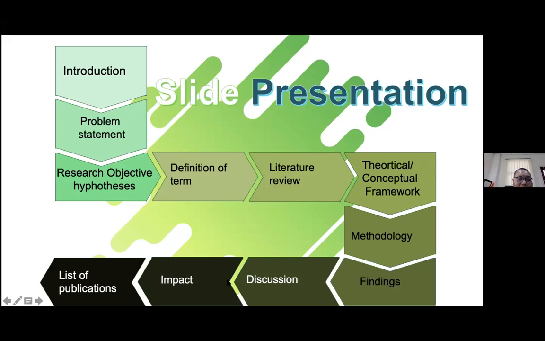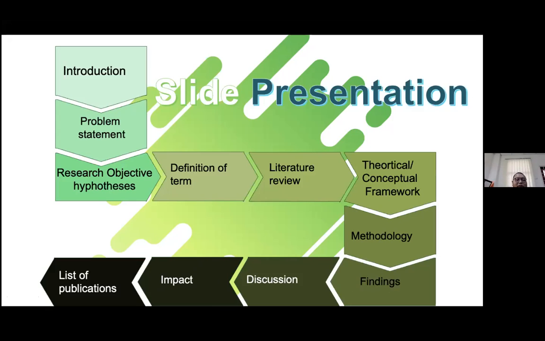And for PhD, we want to see the impact. So how this study contributes in terms of your knowledge, in terms of your field, and so on. For PhD, we are looking more at the impact, because this is the purpose of doing the PhD. So we want to see the impact of your research.